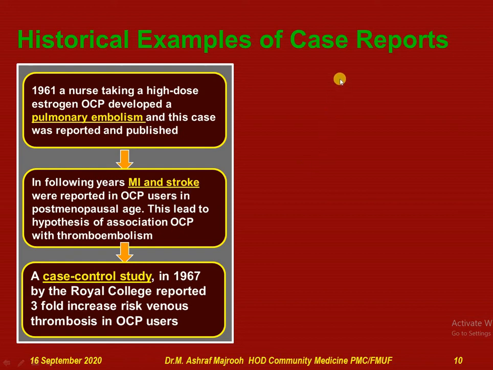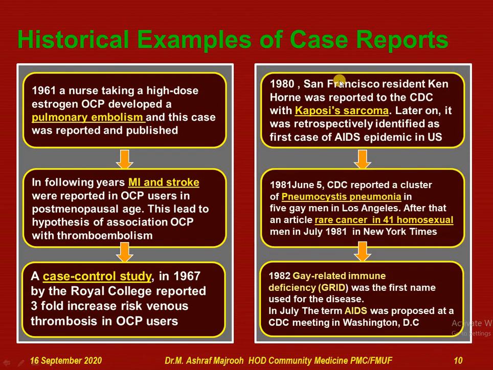Another interesting case is the investigation of AIDS. In 1980, San Francisco resident Ken Horne was reported to CDC with Kaposi sarcoma. This was an unusual sarcoma, and it was reported. Later on, it was retrospectively identified as the first case of the AIDS epidemic in the US.